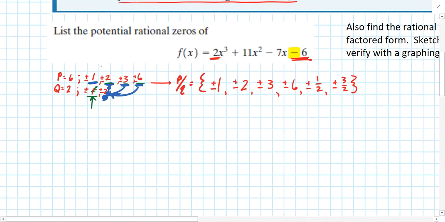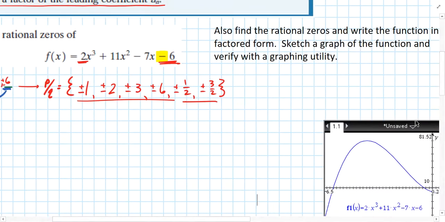So as you can see with the pattern, essentially the list of p-values get repeated first. We list those again because all of these p-values divided by 1 just recreate the same p-values. Then when we take the p-values and divide by the next q value, we added a couple fractions as a result, which are rational numbers, but there weren't too many to be added, and we would just continue that process all along. So what we've done at this point is we've created a list of all potential rational zeros.